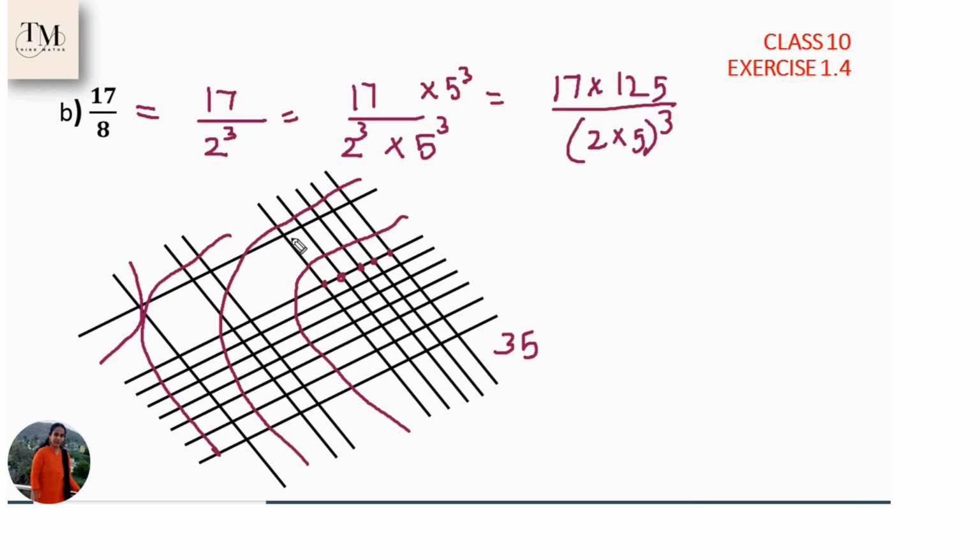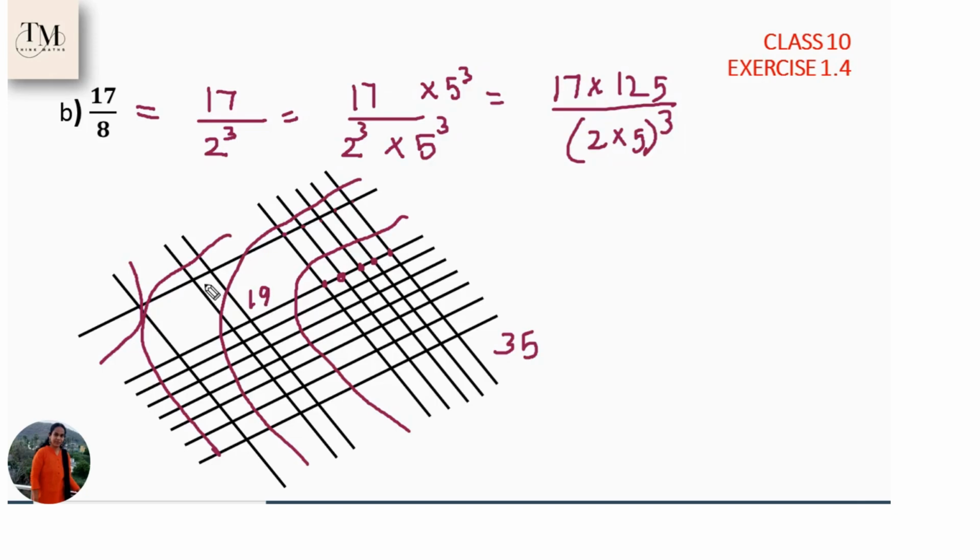Next is zone 2. Here how many lines? 1, 2, 3, 4, 5. So there are 5 intersection points. 5 plus, here 1, 2, it is 2 into, how many lines are there? 7 lines. So 2 into 7, 14. 2 7s are 14. 14 plus here 5 points are there. So 14 plus 5 is 19.